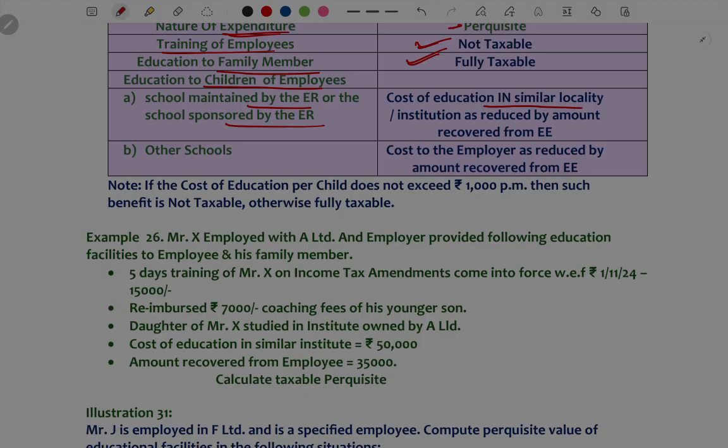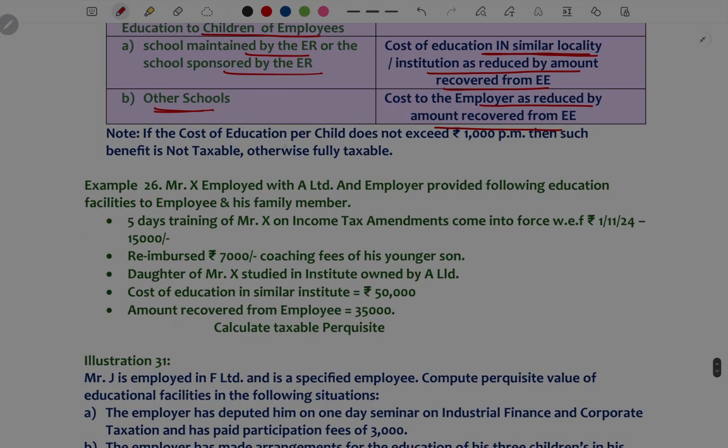Cost of education in a similar locality, reduced by the amount recovered from the employer. Means how much the employer has spent on the child of the employee, and what are the fees in the same locality, minus the amount recovered. Other schools cost the employer, as reduced by the amount recovered from the employee. If the cost of education per child does not exceed 1,000 per month, then such benefit is not taxable, otherwise fully taxable.